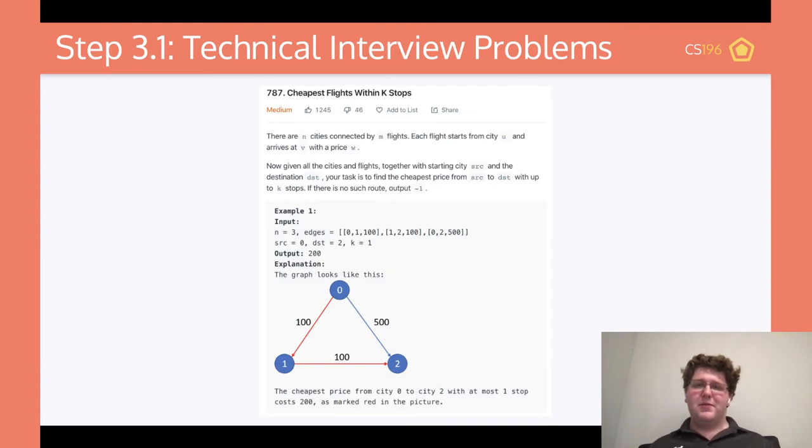A more medium problem would be cheapest flights within K stops. This is a graph problem, and if you take data structures, which is CS196, you'll learn a lot more about how to deal with these types of problems. Basically, the idea is to go from one place to another with only a certain number of legs. In this case, it gives a K of 1. So how do you get to that leg? This is a medium question, something you would probably look at after you've done something like CS196 and a couple other classes.